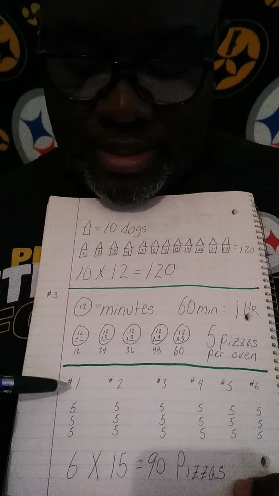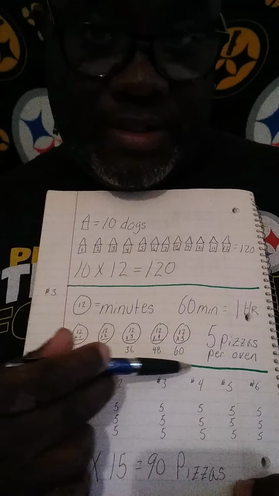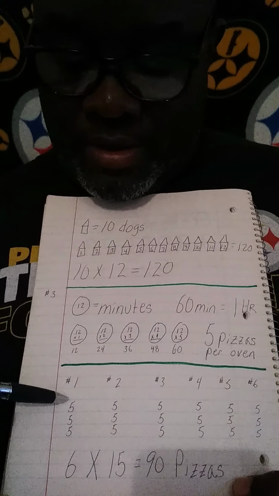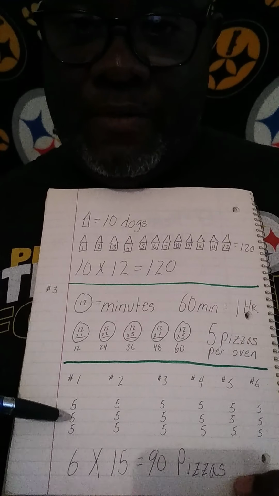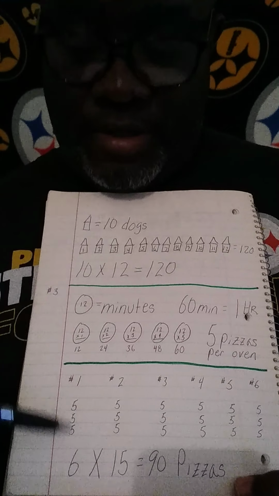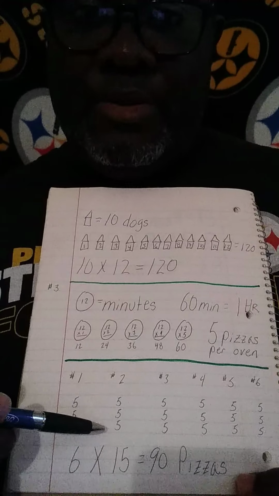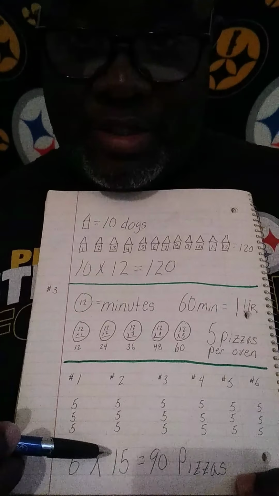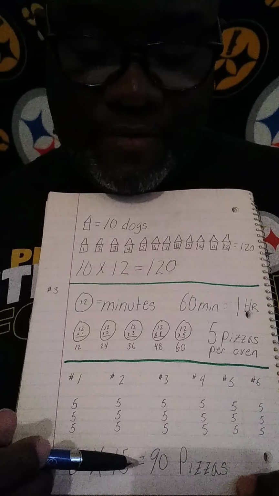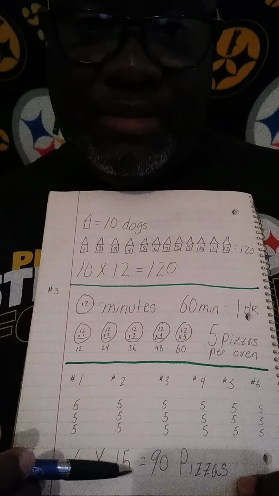Step 2 was to put your oven down and then figure out: we got 5 per hour. We have 3 hours, so we knew we had 15 pizzas in 3 hours for each oven. And then we just had to multiply. We got 6 ovens times 15 pizzas in 3 hours gave us a total of 90 pizzas. So that was the answer to the word problem for today for Marco's world famous pizza.